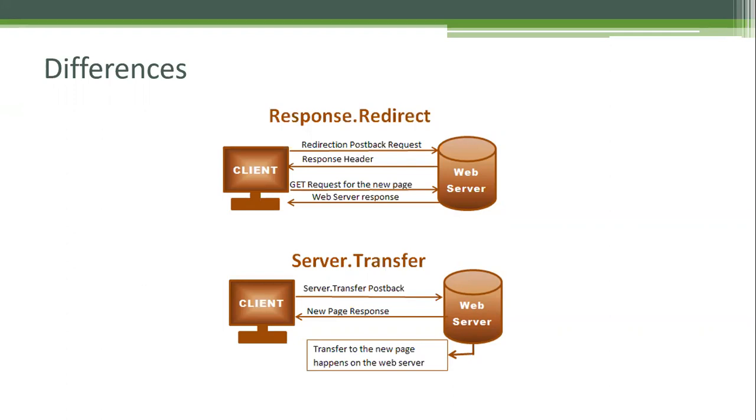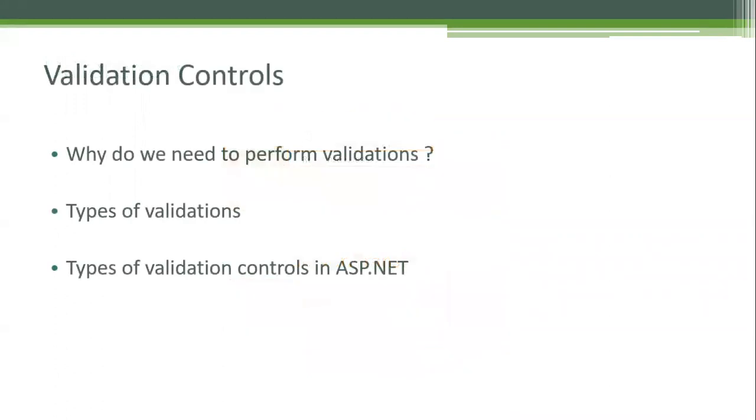When it comes to Response.Redirect, first the client posts back to the web server, and the server sends the response header back. Then the client gets the new page, then the response will be sent. That's why it is a bit slower. When we use Response.Redirect, the destination URL that we mentioned will be visible in the address bar. When we use Server.Transfer, the destination URL will not be visible. So that is the difference between those two.